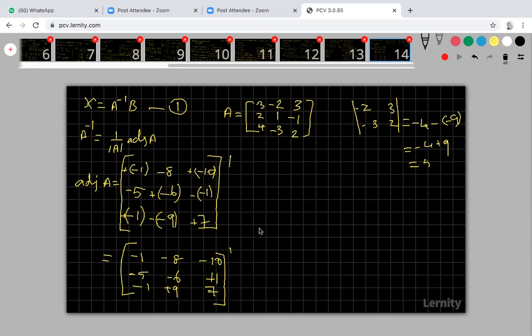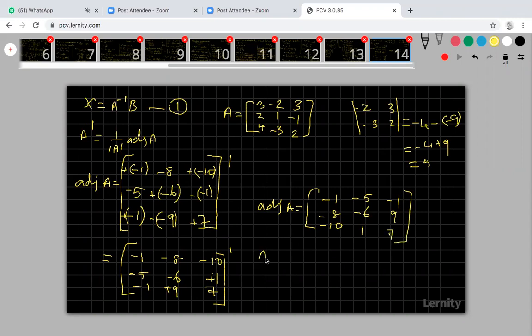Right. So take a transpose, that is important. Therefore your adjoint of A is equal to, take a transpose. Your adjoint of A is equal to -1, -8, -10, and -5, -6, 1, and -1, 9, 7. This is my adjoint of A.